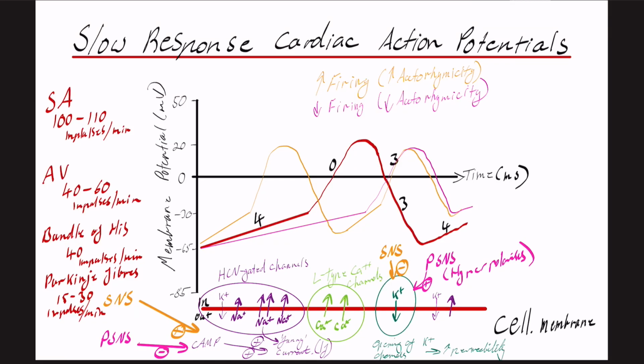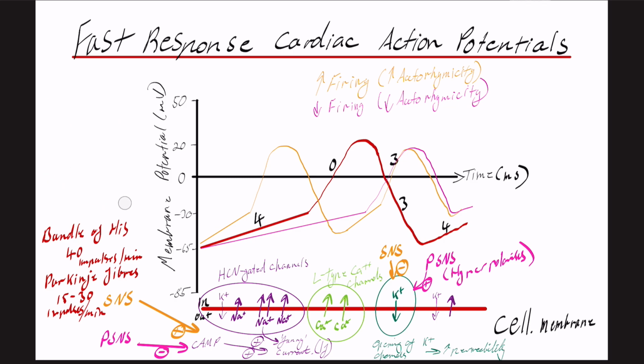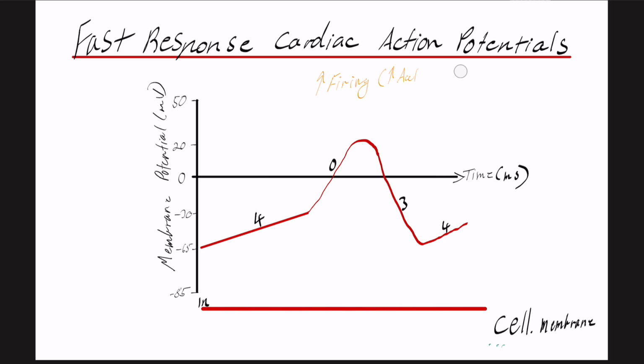Hey everyone, today in this video we're going to talk about the fast response cardiac action potentials. So this is a continuation from the previous video. We talked about slow response cardiac action potentials, which were the pacemakers of the heart, such as the SA node, the AV node, bundle of His and Purkinje fibers. So the fast response cardiac action potentials represent the cardiac myocyte or the ventricular myocyte.